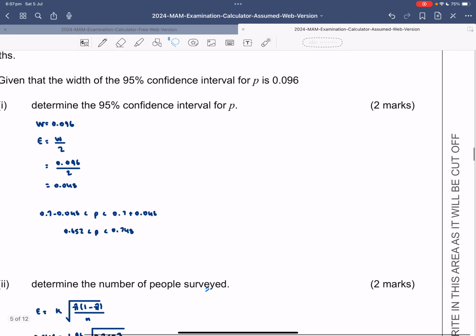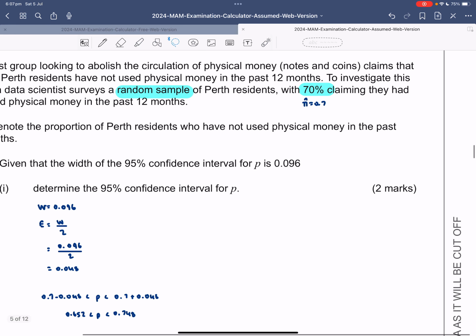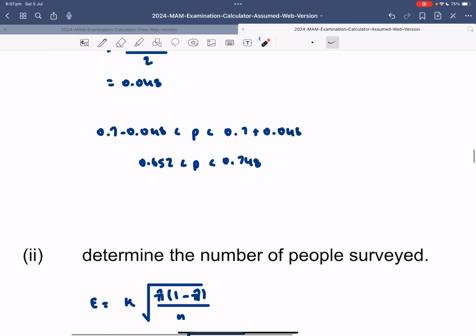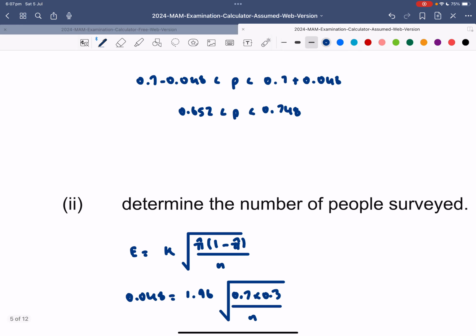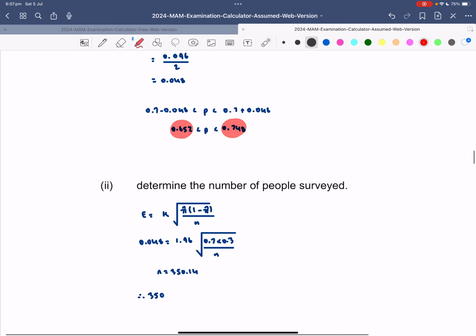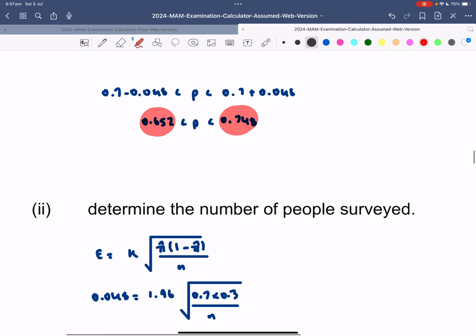There was another way of doing it. This was the quickest way, but you could have done simultaneous equations. We know that the lower boundary is 0.652, so let's pretend we didn't even know the sample proportion. What I'm trying to tell you is I am able to use just the confidence interval to work out both the sample proportion as well as the number of people surveyed in the sample.